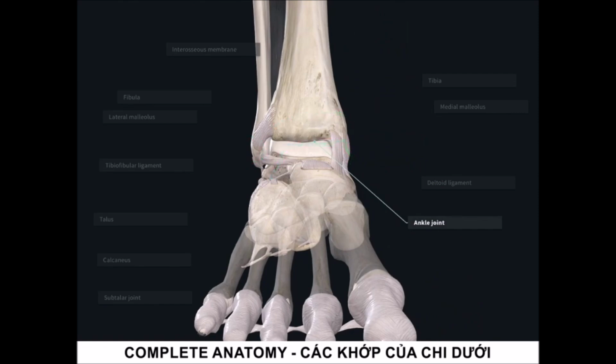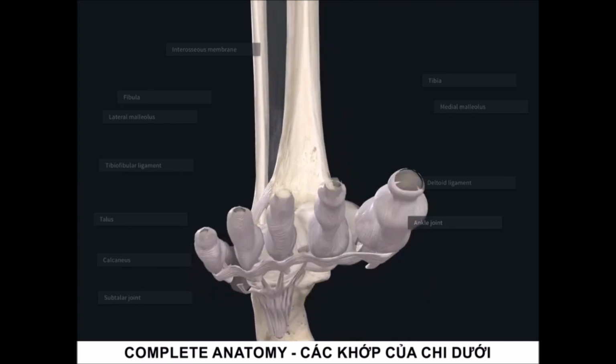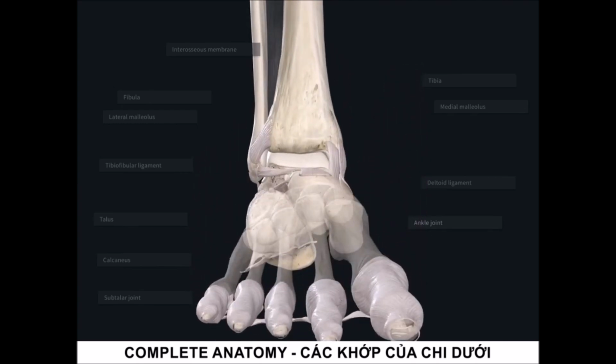The distal ends of the tibia and fibula form what's known as the malleolar mortise. A mortise is just a recess into which something fits, like a jigsaw puzzle. And that something is the rounded superior articular surface of the talus, which is called the trochlea. The trochlea is more narrow posteriorly, and so it's not gripped as well by the joint.